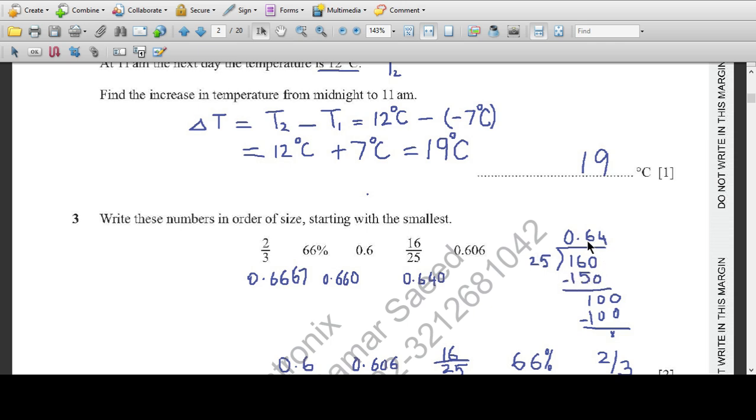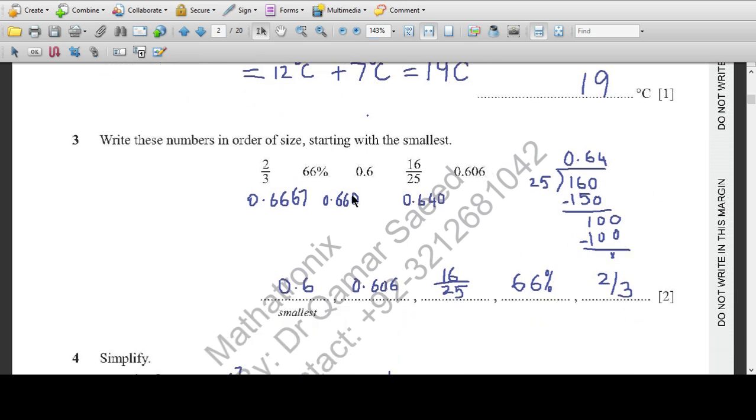From 25 times 6 we obtain 150, and from this we have 10 left, and since this 10 is not possible to divide by 25, we add a 0 here. Because the fraction is all there and the point is here, 25 times 4 is 100, so this is 0.64. So 16 upon 25 is 0.64, and this is 0.606.